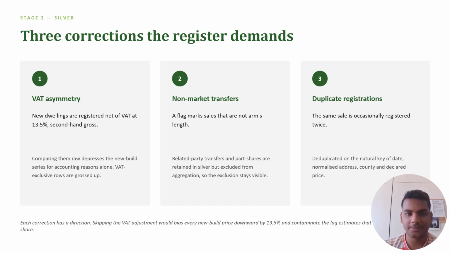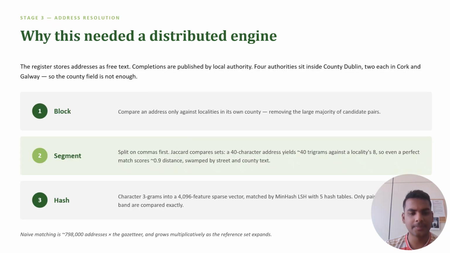So I used three steps. First, county blocking to reduce the number of possible matches. Second, address segmentation, because comparing the full address with a locality name produces poor similarity scores. And finally, MinHash LSH, which efficiently finds similar addresses using character trigrams. This allows the pipeline to handle spelling mistakes, Irish English variation, and other inconsistencies.